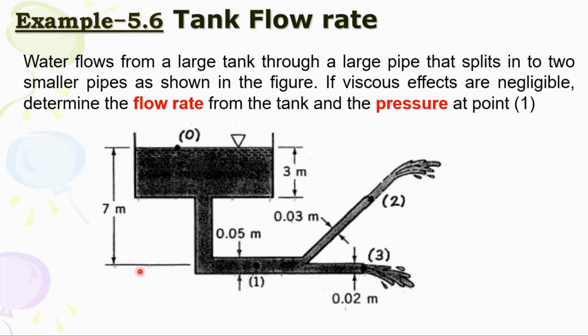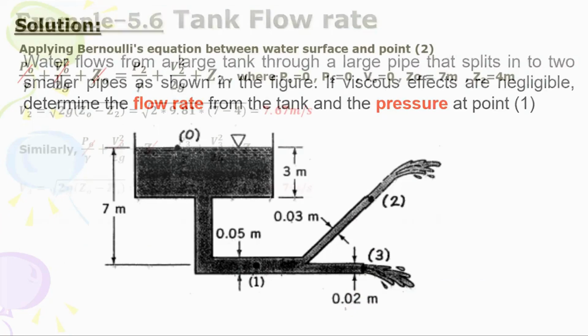So let us see. You have a 7 meter head, the total height of water up to the reservoir level, and the tank is 3 meter height, and the diameter of pipe 2 is 0.03 meter, pipe 3 is 0.02, and pipe 1 is this one. Now let us see the solution.